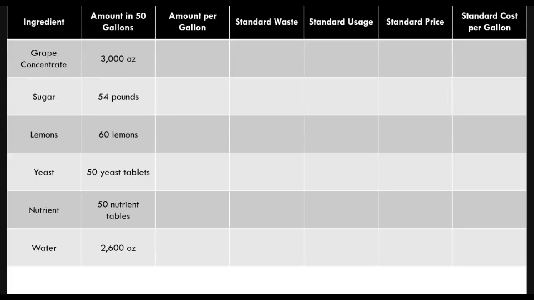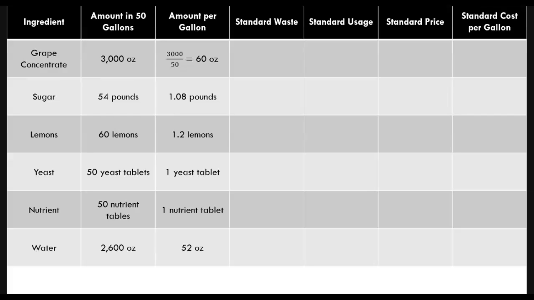Our amount of each ingredient in 50 gallons, right? Grape concentrate was the 3,000 ounces. Sugar was the 54 pounds. But we're not looking for the standard cost of a 50-gallon batch. We're looking for the standard cost of a 1-gallon batch. So we want to divide each of these by 50. If we need 3,000 ounces of grape concentrate in 50 gallons, we need 60 ounces in just 1 gallon. So we divide each of our ingredients by 50 to figure out how much we need in 1 gallon of this recipe.